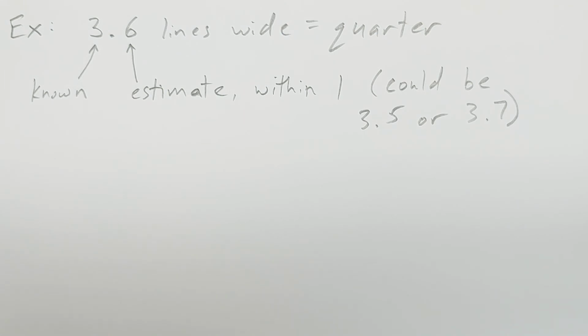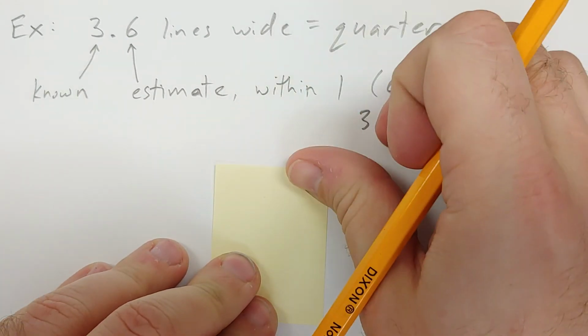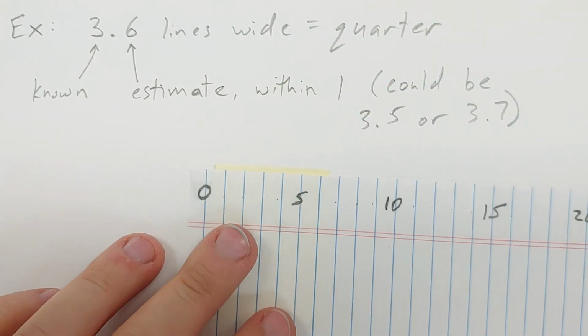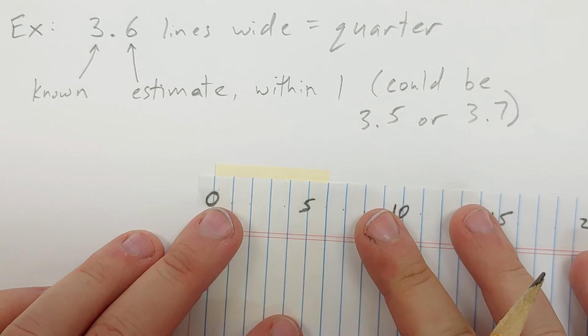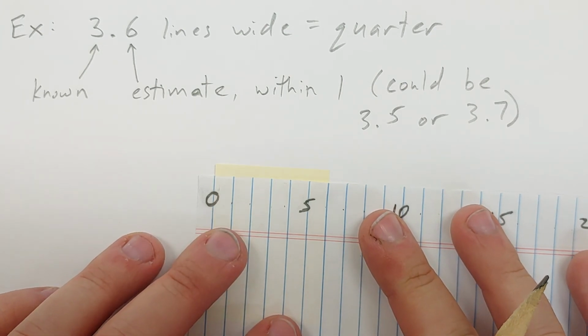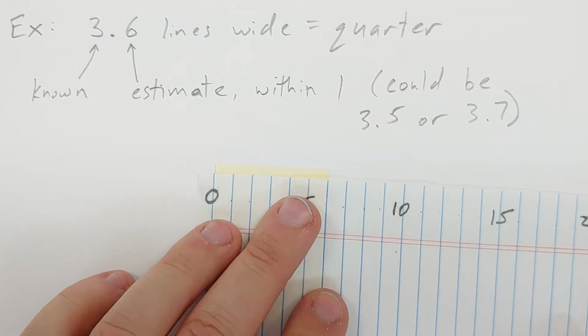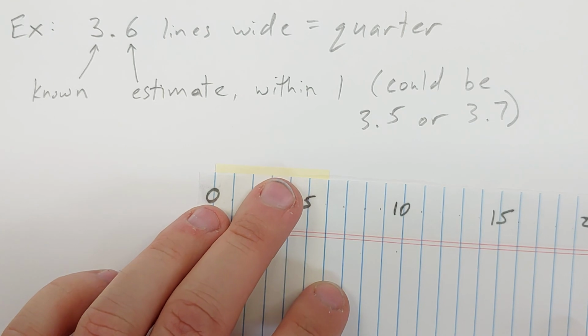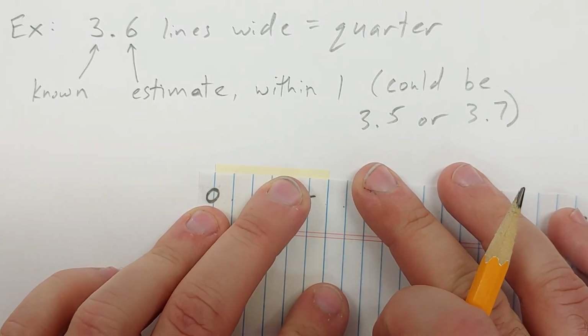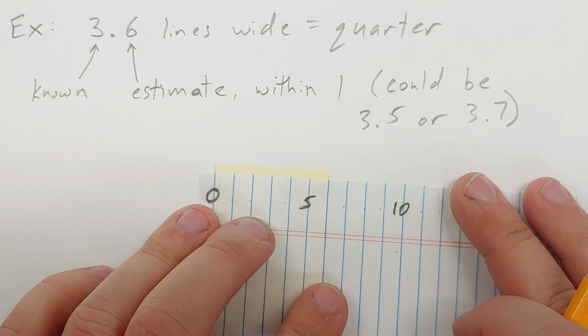The only other thing to talk about is what do you do if it looks like it is right on the mark. So if I was measuring something that looked like it really was an exact increment, how do I describe that? So this Post-it, for example, looks like it's pretty much exactly 6 lines wide. The thing is, it might not be exactly 6. It might be 5.99. It might be 6.01. I can't really tell for sure, but it's pretty close to 6.